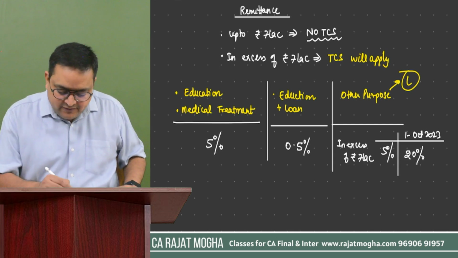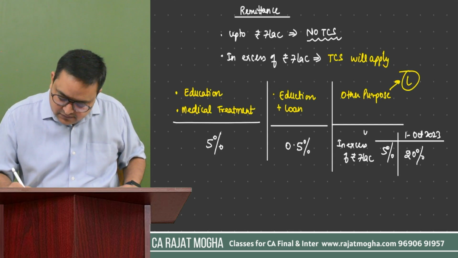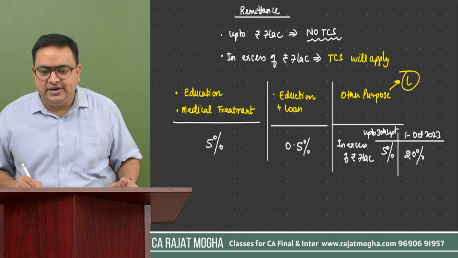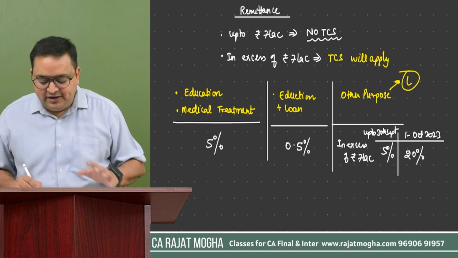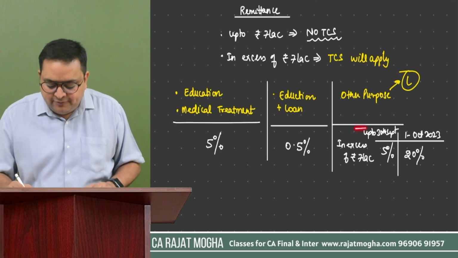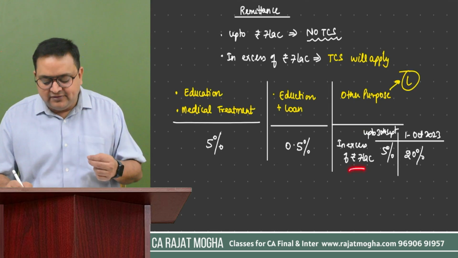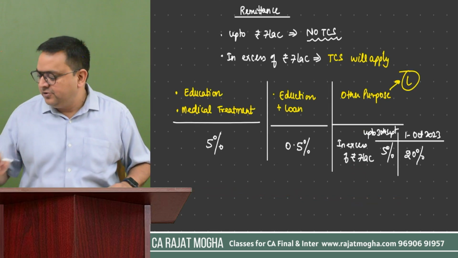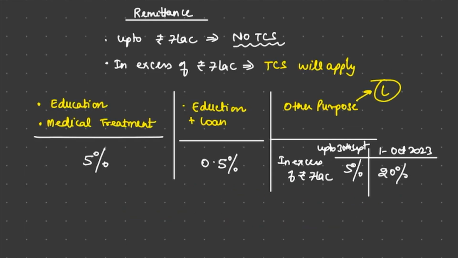So here we can say, up to 30th September 23, it is 5%. On or after 1 October 2023, this is 20%. So in excess of 7 lakh, obviously up to 7 lakh, no TCS, in excess of 7 lakh, we are going to collect TCS. So this is the complete section now. You would like to write it down, you can write it down also. Pause the video here.